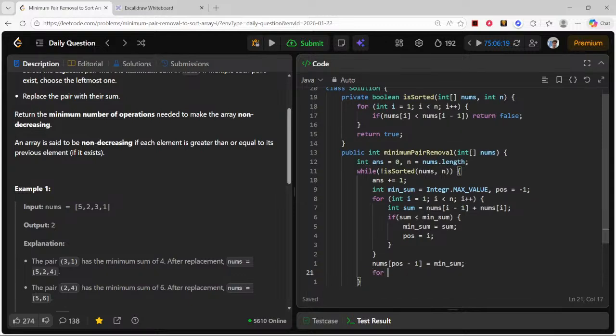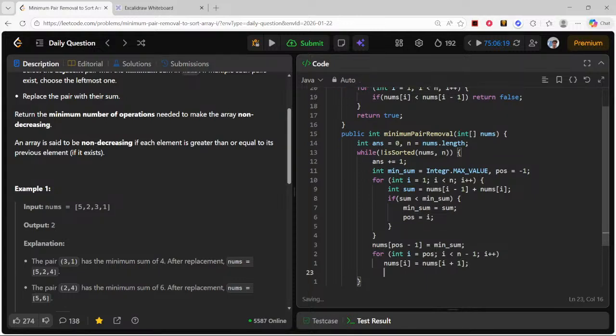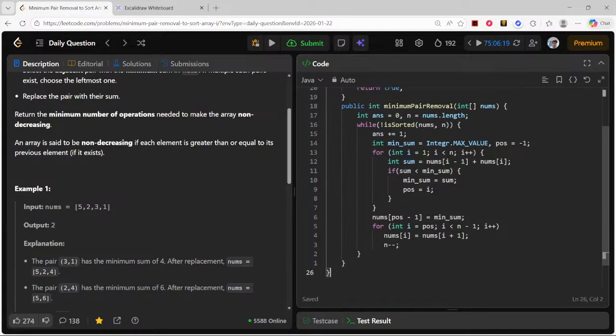So we have to loop again: for int i = positive, i less than n - 1, and i increment, right. So nums[i] is equal to nums[i + 1], right, and then we also do n decrement, then we return answer.